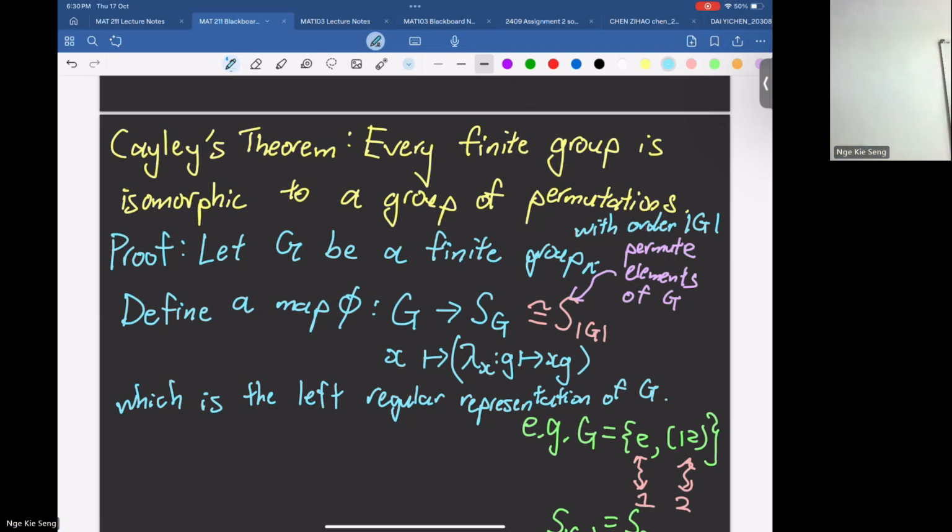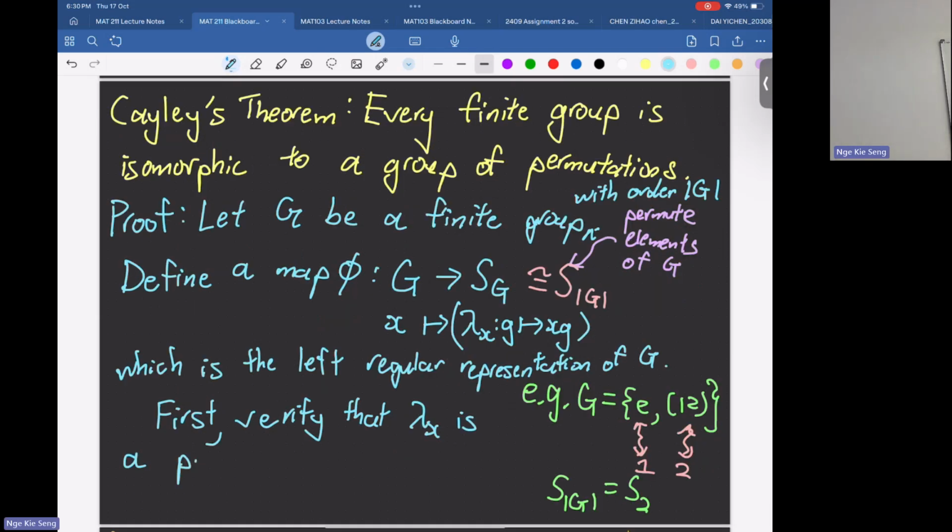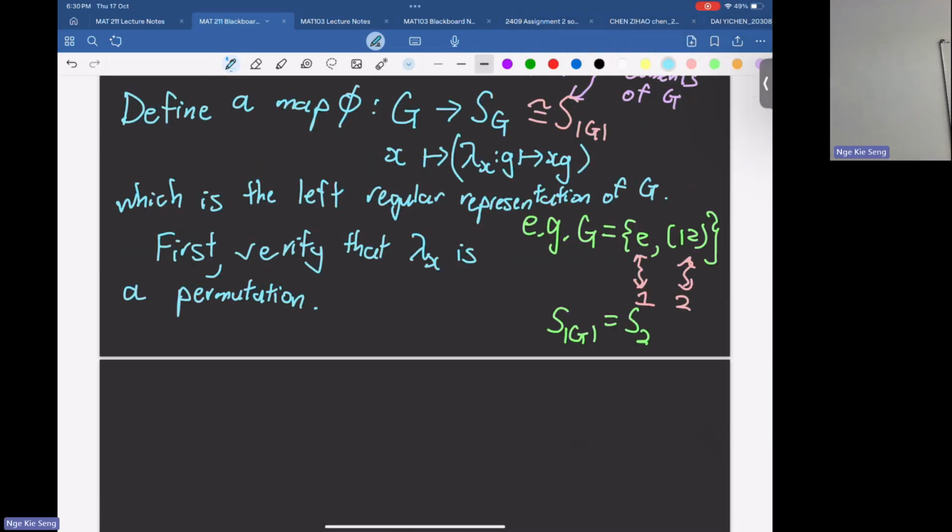Left regular. Obviously, if I do this map, first of all, I need to check that I land in the right codomain. So we first have to verify that lambda x is actually a permutation. To prove that it is a permutation, there are two ways to show bijection, as I told you: one-to-one and onto, or inverse. I will do one-to-one and onto first, and leave the inverse for you. So two things to check: lambda x is one-to-one, and lambda x is onto.